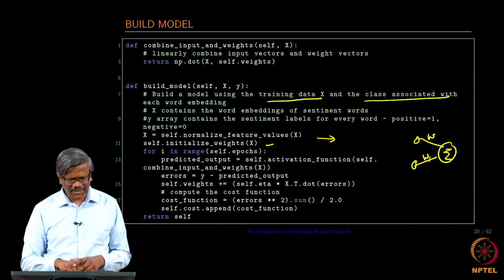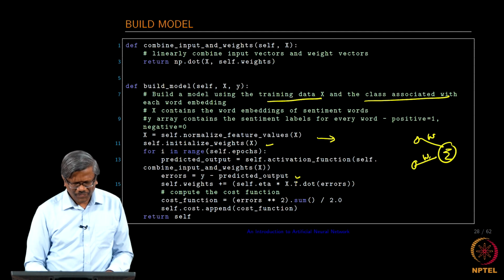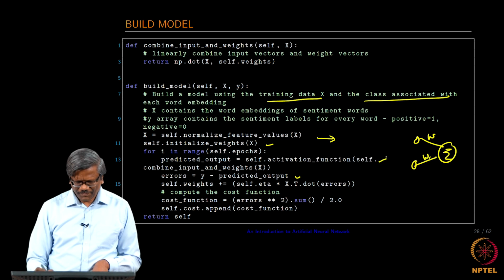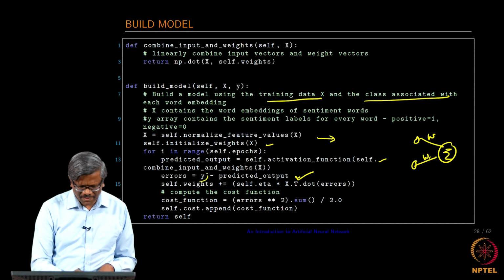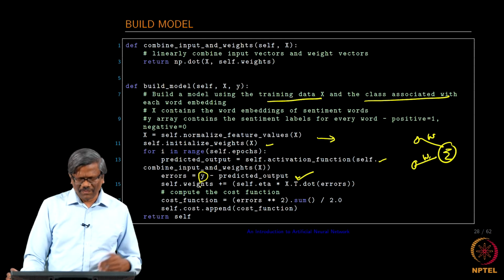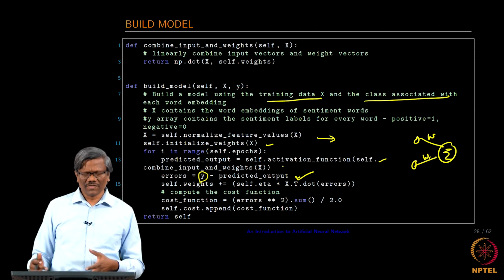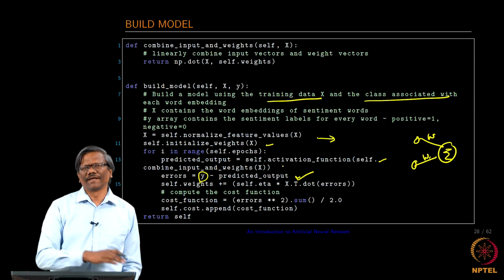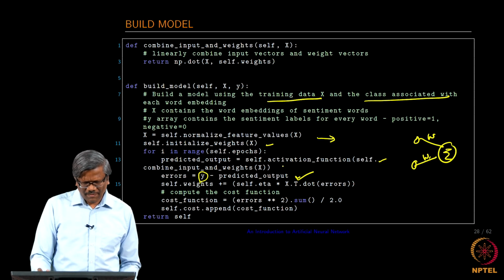These weights I am initializing, and then start computing the predicted output, and then find the errors. Since I know what is the value of the word with respect to the sentiment, I find out whether it is close enough or not close enough. If it is not close enough, I compute the error and then adjust the weight, so that in the next iteration it becomes closer to the actual value.